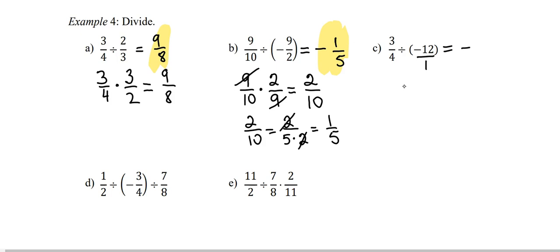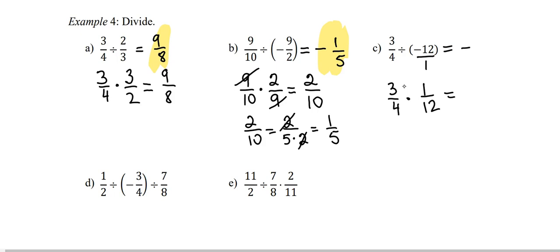So now we have two fractions, 3/4 and 12 over 1. So now we can apply our rule. Keep the first fraction, change to multiplication, flip the second fraction, right? And before you start multiplying, let's see if anything could be reduced.